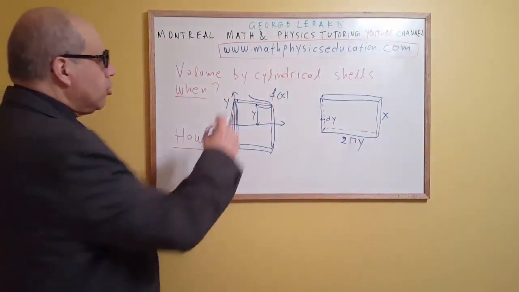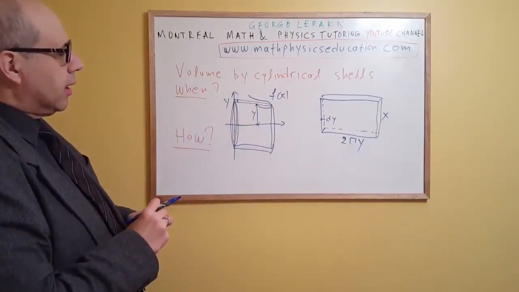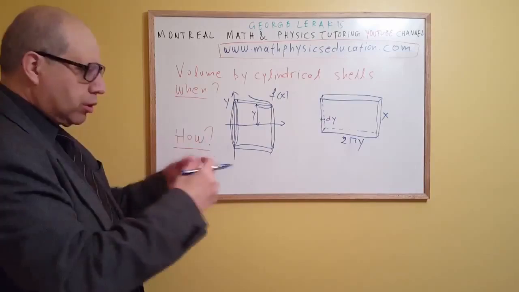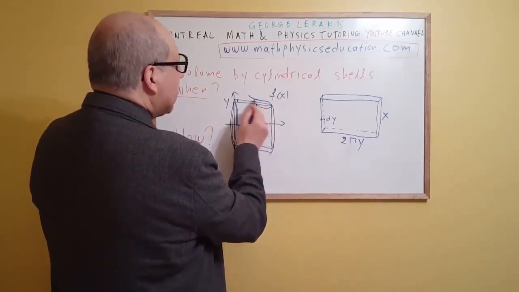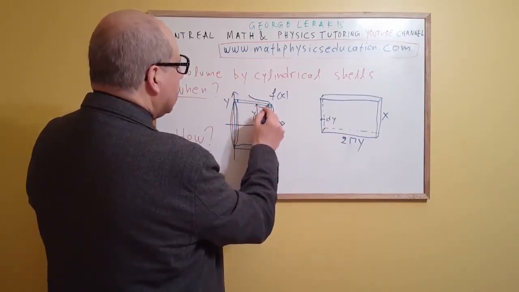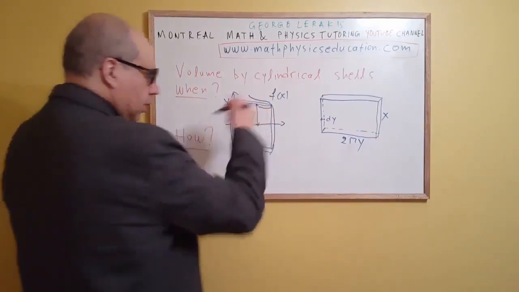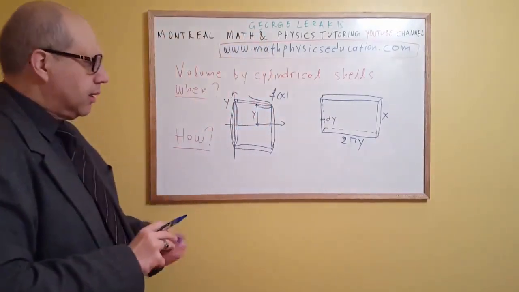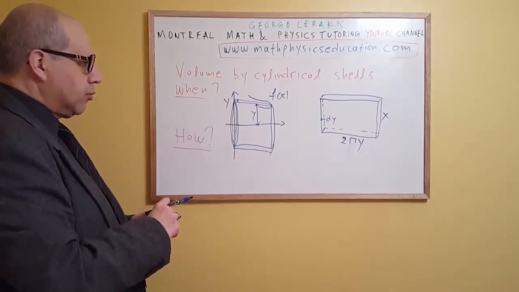So in order to find the total volume, what you have to do is break all this part into small dy's and add them up, and that will give you the total volume of the figure that we're trying to find.